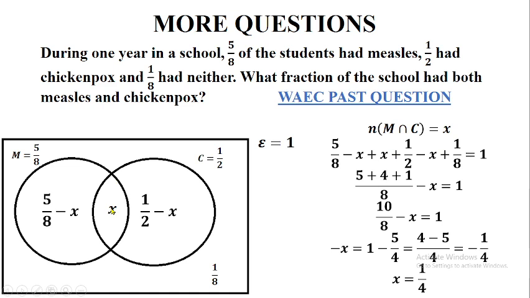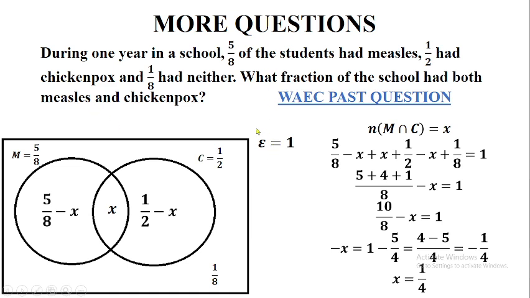So if you know that x has both diseases, measles and chickenpox, then how do you know students that have measles only? That would be the number of elements in measles minus the number of elements that have both measles and chickenpox, which is x. So we have 5/8 minus x. Also, to know students that have chickenpox only, that would be the number of elements in chickenpox minus people that have both diseases, which is x. So they have 1/2 minus x.